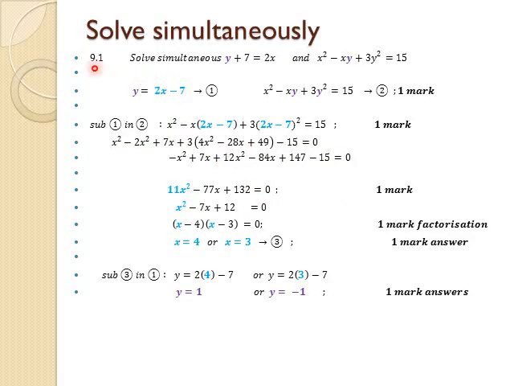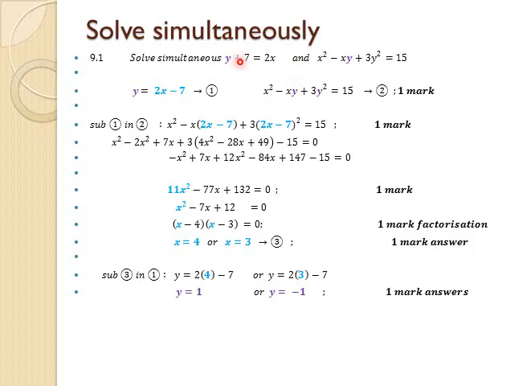Alright, now here in the first problem, they say solve simultaneously: y plus 7 equals 2x, x squared minus xy plus 3y squared equals 15. Right, so first check that a simultaneous equation has two unknowns, y and x. To solve, we have to make one equation have just x's or y's, so we can solve the first unknown, and after that we can solve the second one.